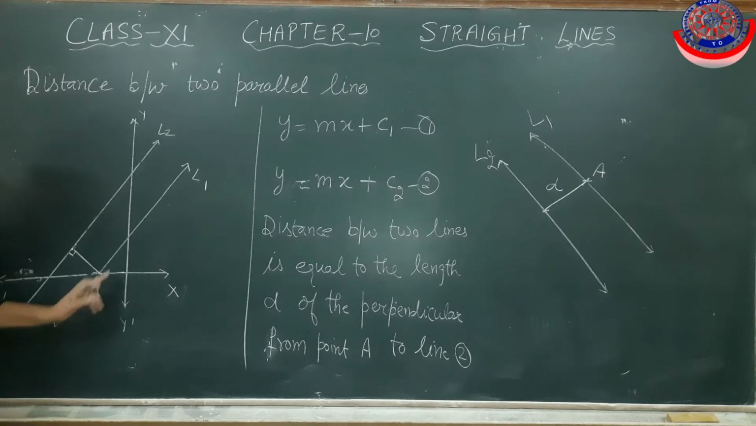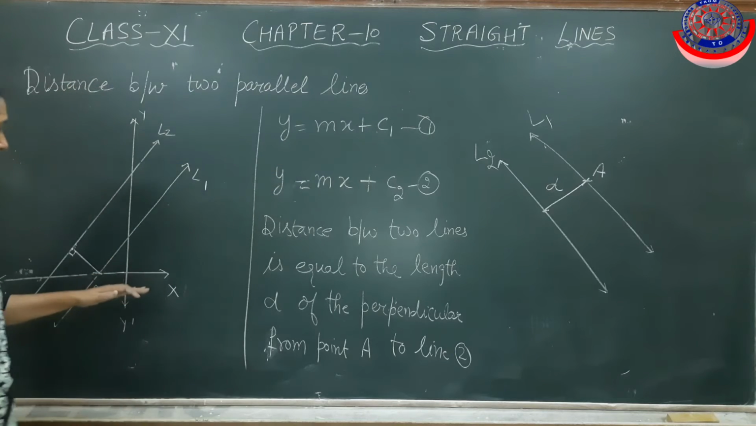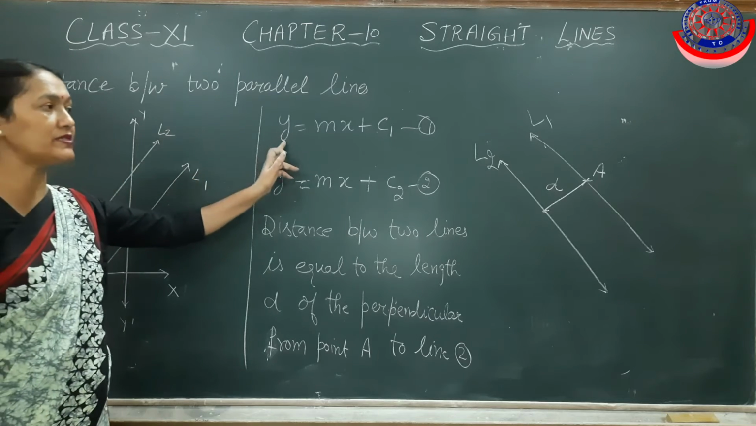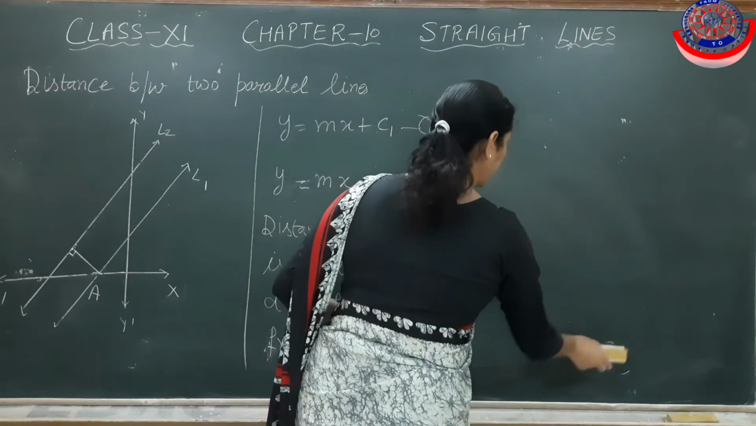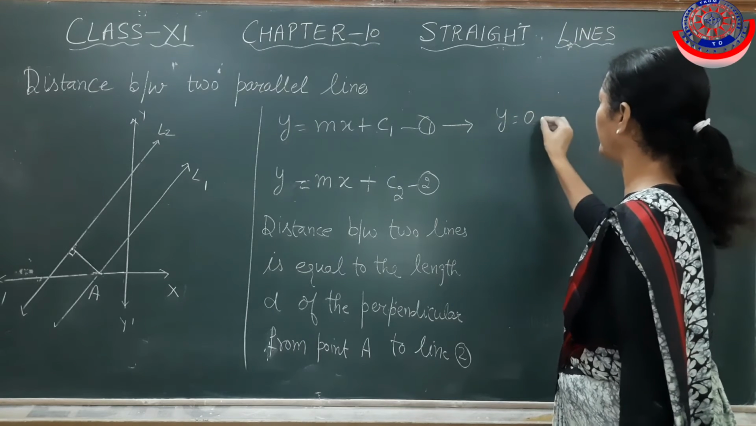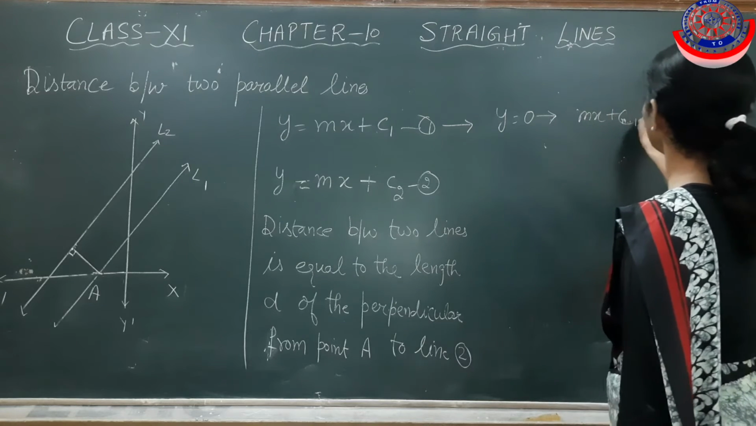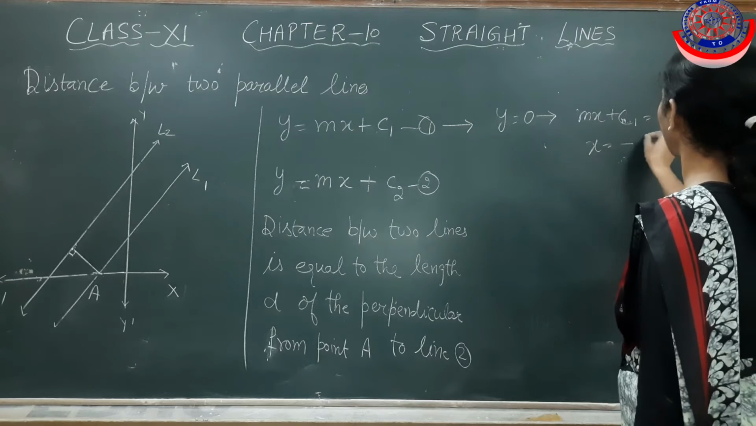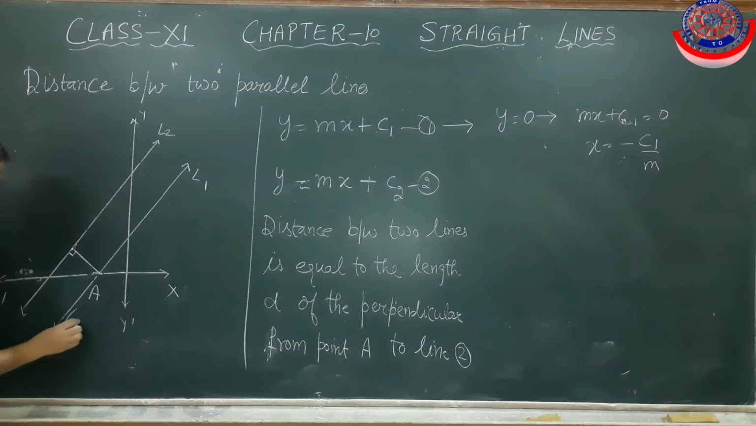Now we are saying this point A is on line L1. This is the equation of the first line. Here, as L1 is intersecting the x-axis, the value of y will be 0. So what will be the value of x? If we put y as 0, we'll be getting mx plus c1 is equal to 0. So x is equal to minus c1 upon m. So the coordinates of this point we have obtained as minus c1 upon m and 0.